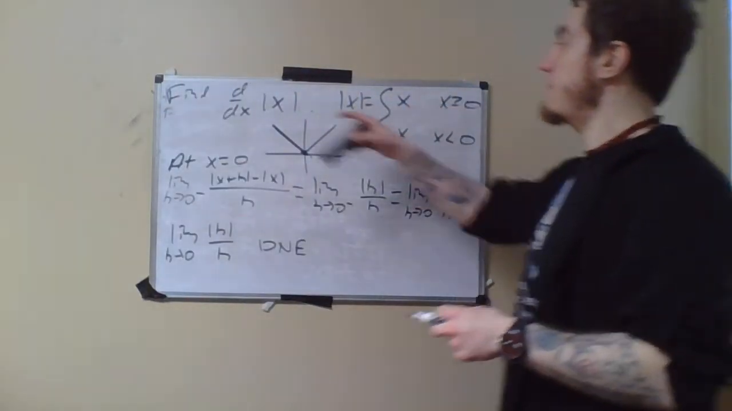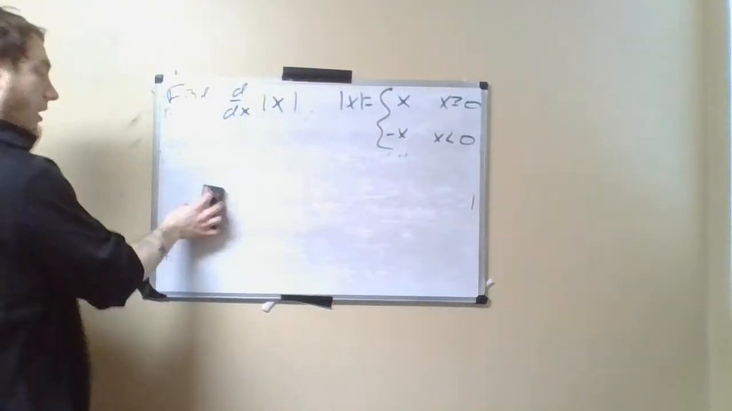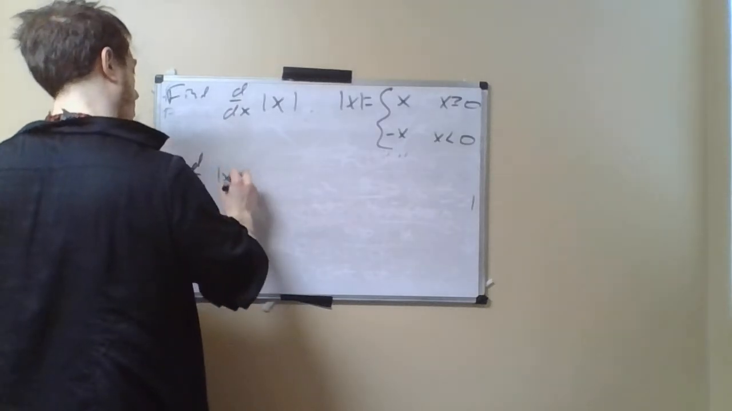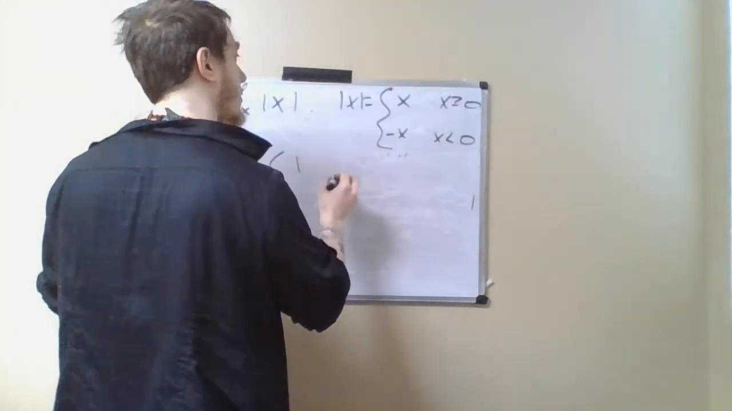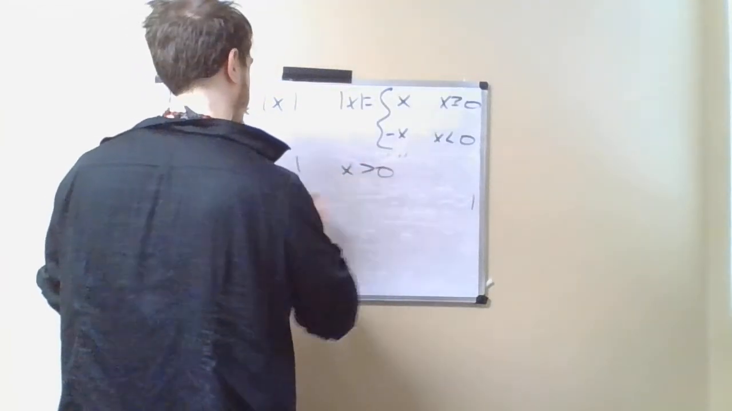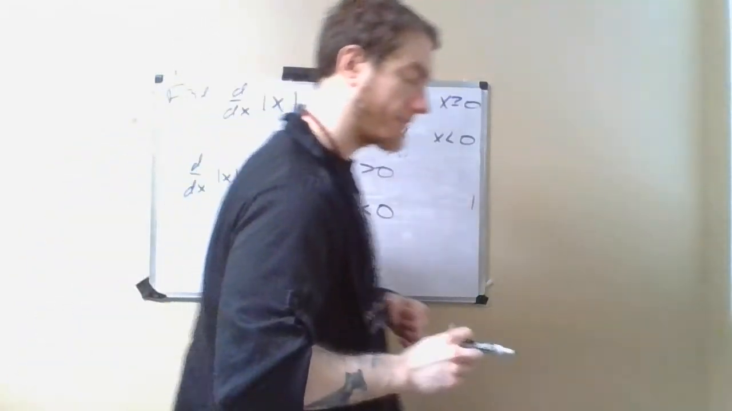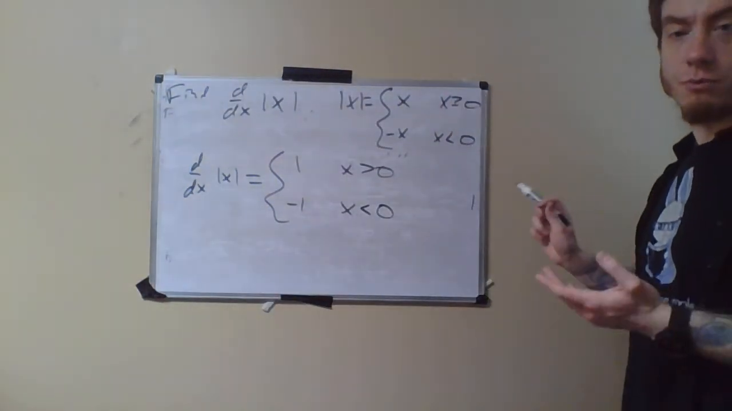So what can we say about the derivative here? Well, the derivative in general of this absolute value is going to be a piecewise defined function. It will be equal to positive 1 when x is bigger than 0 and negative 1 when x is less than 0. And there we go. We found our derivative.